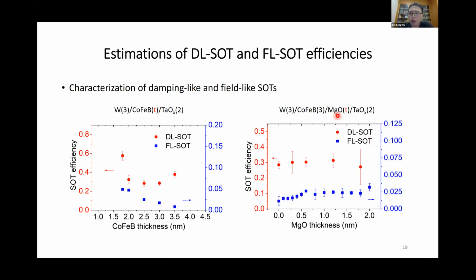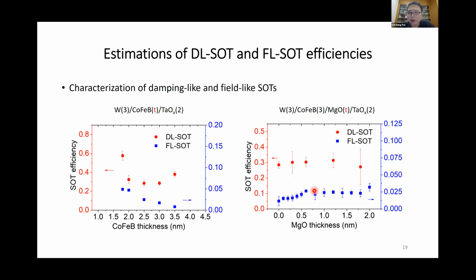And over here, we do some extra tests with different MgO thickness, because we're wondering if the tunneling barrier thickness will affect the performance of the device. Interestingly, we found almost no thickness dependence in terms of the damping-like SOT efficiency, while for the field-like torque, there's a gradual increase when you increase the MgO thickness up to, let's say, 0.6 or 0.7 nanometers, and then it becomes fairly constant.